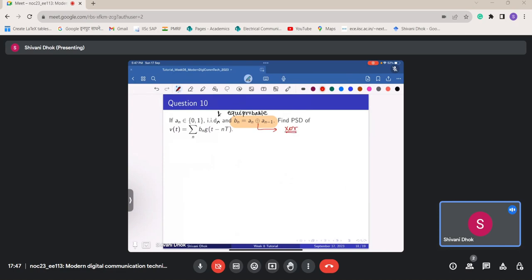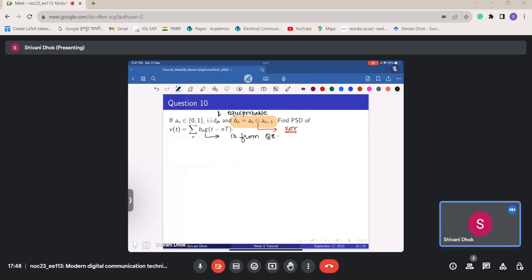We need to find the PSD of this information signal Vt, which is equal to summation over n of Bn Gt minus nT. Okay, this is what we need to find. And again, what we'll assume is this Gt is from question 8.